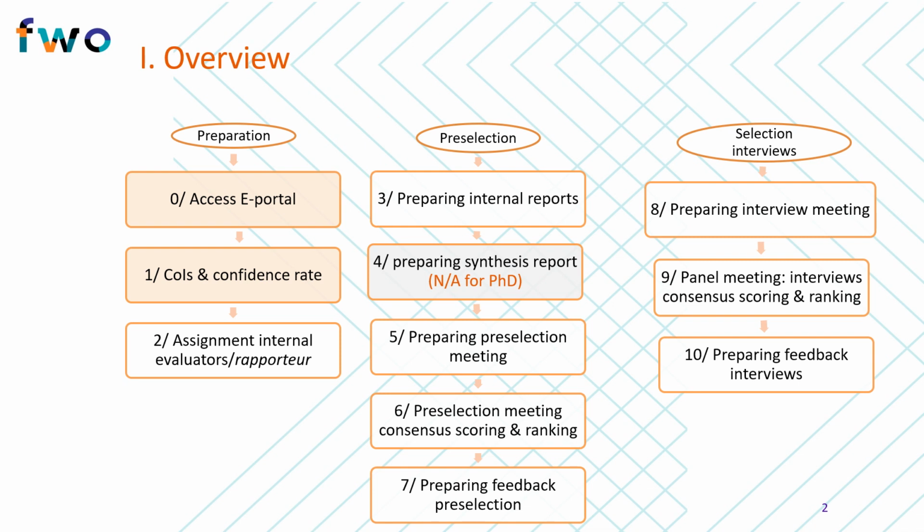Simultaneously, we also ask you to indicate your suitability to act as a reviewer for each of the applications submitted to the panel by indicating your confidence rate for each individual application. This information will be paramount for the chairs of the panel to distribute the appropriate applications for review to you. In order to convey this information to us, you will need to access the FWO e-portal.